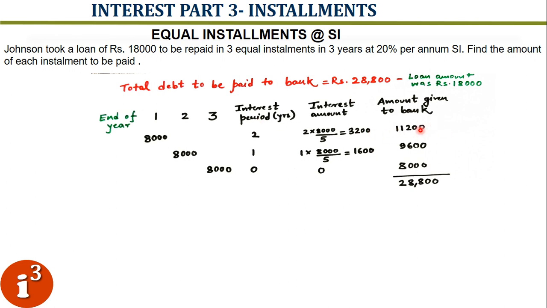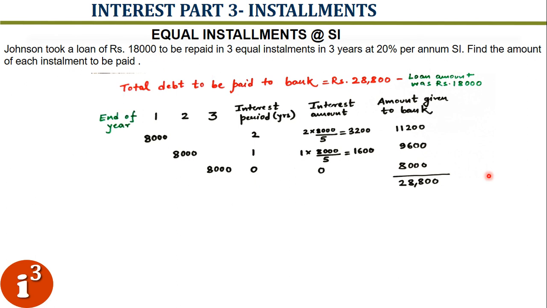This cannot be counted as 8,000 because this 8,000 has generated some interest. Similarly, this 8,000 has generated an interest of 1 by 5, that is 1,600. So this 8,000 will, after 3 years, be regarded as 9,600, and this last 8,000 is 8,000, because there has been no interest. So you add all these three things, you get 28,800. This is the same total debt the bank was expecting by applying simple interest on this 18,000.